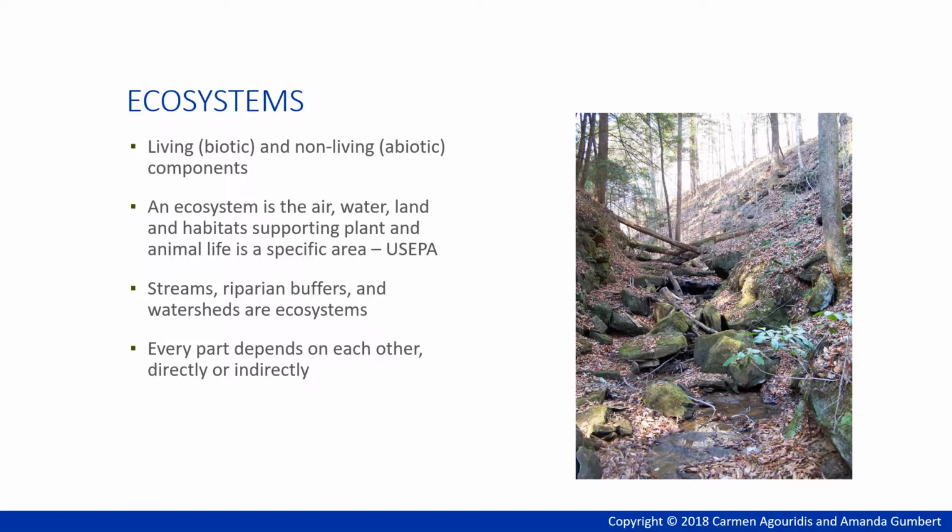Ecosystems are communities that consist of living or biotic things, such as plants and animals, as well as non-living or abiotic things, such as rocks, soil, water, and air. Ecosystems can be large, such as a forest, or small, such as a tiny pool. Streams, riparian buffers, and watersheds are all ecosystems that work together. What happens in a watershed can affect the health of streams and the riparian buffers. Each part of an ecosystem depends directly or indirectly on the other part.